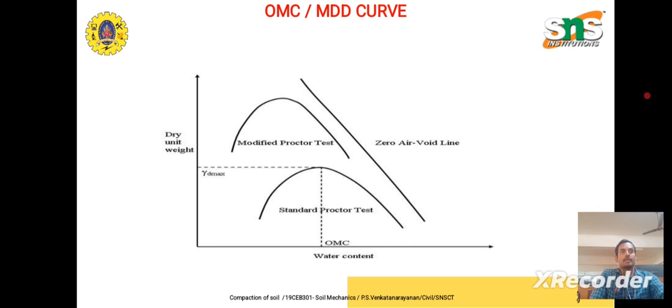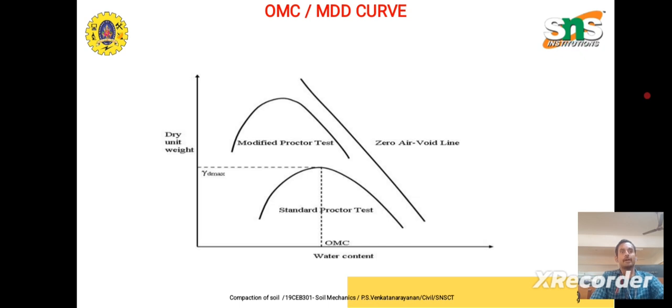Now let's talk about what happens on the site. To compact the soil in the field, we use various types of equipment and rollers. Among them are smooth wheel rollers, which are used for granular soils, sheepsfoot rollers, greatly used for cohesive soils such as clay, and pneumatic rollers or rubber tired rollers, which use compressed air for better pressure. And the most widely used rollers are vibratory rollers, which apply vibrations for deep compaction.